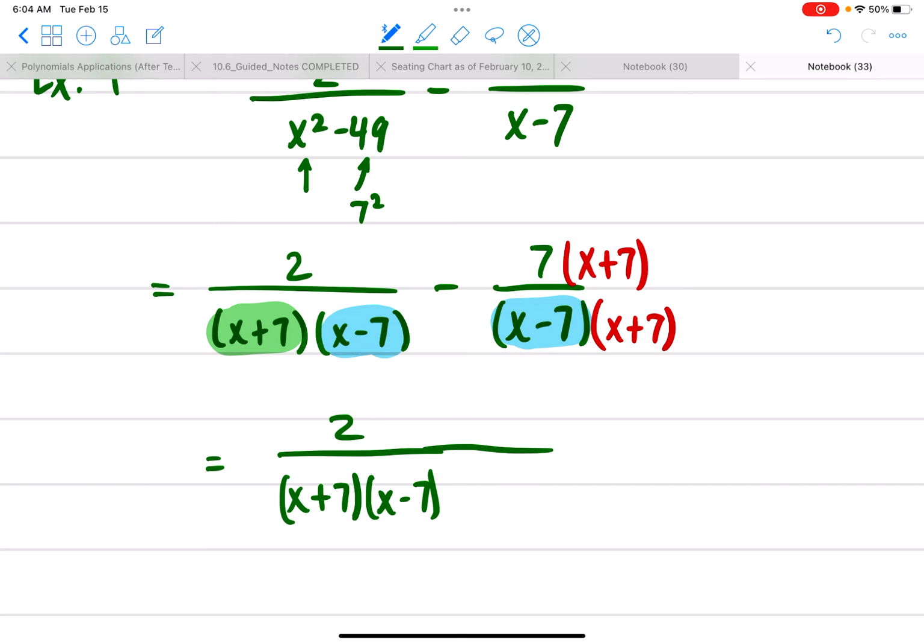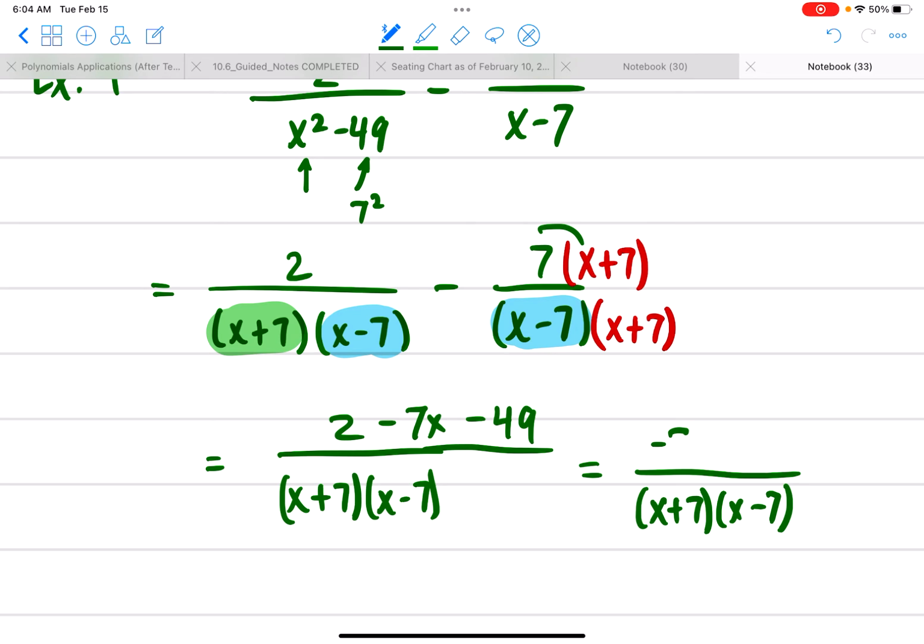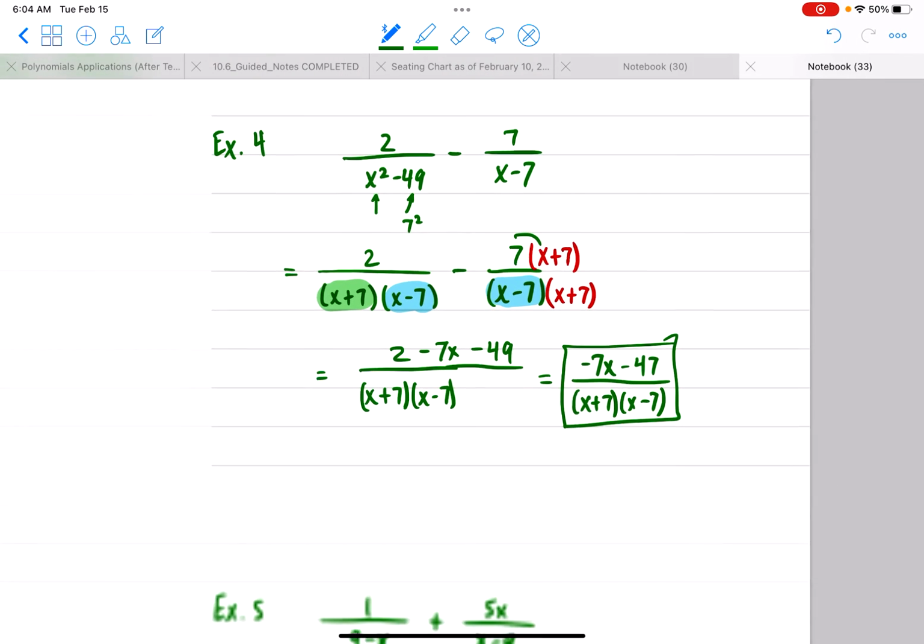Let's just do it all on the top here. Let's distribute this. You ready? 7x. By the way, we're distributing a negative 7 here. So this is a negative 7, and then minus 49. Delta Math will probably want you to simplify this. So we have x plus 7, x minus 7, and then on the top, we're going to have negative 7x minus 47, right? Negative 49 plus 2 would be negative 47, okay? And it should accept that right there. That would be your simplified version.